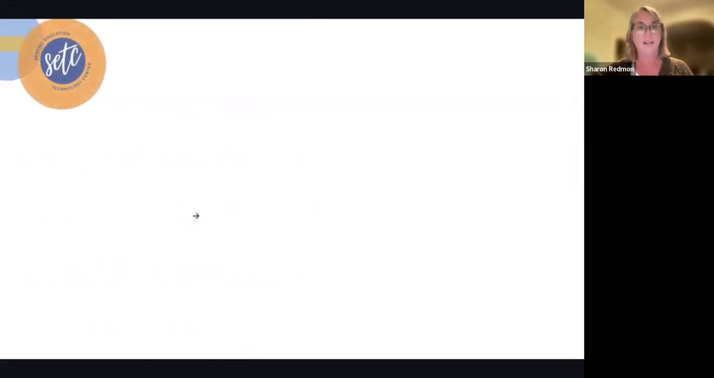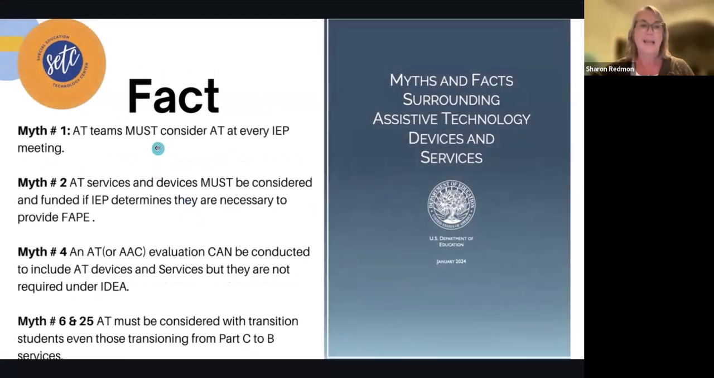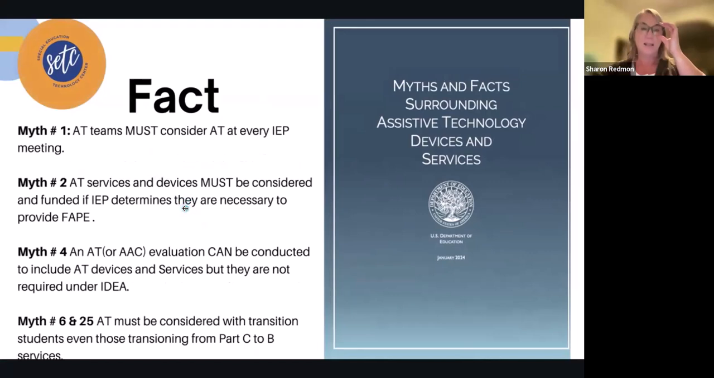So what are the facts? Well, the fact is that IEP teams must consider assistive technology at every IEP meeting. It's on the consideration page. It's usually the first one that's right there. Have you considered assistive technology? And this is really important, a starting piece when we're working with students who need assistive technology, and even for those that we're considering, right?